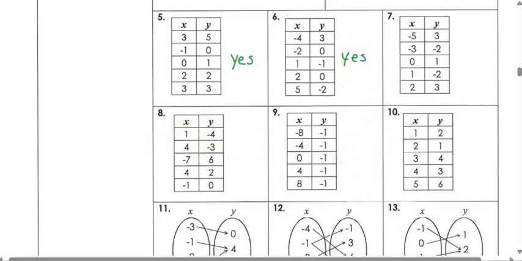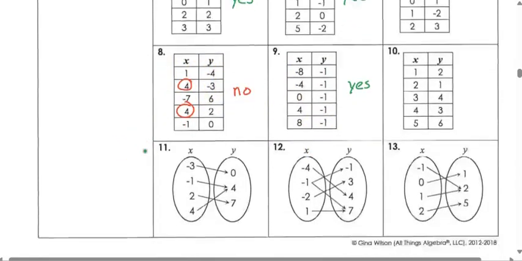All right, now, but if I look at number 8, 1, 4, -7, 4. So 4 repeats, okay, and it's matched with different y values, so that means the answer is no. Okay, now let's look at number 9. Okay, -8, -4, 0, 4, 8. That means yes, this is a function, even though all of the y values are -1. That's fine. Y values can repeat, x values cannot.